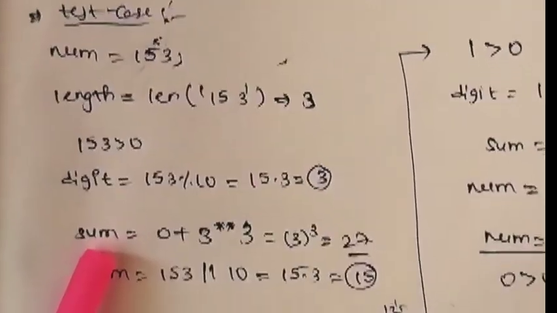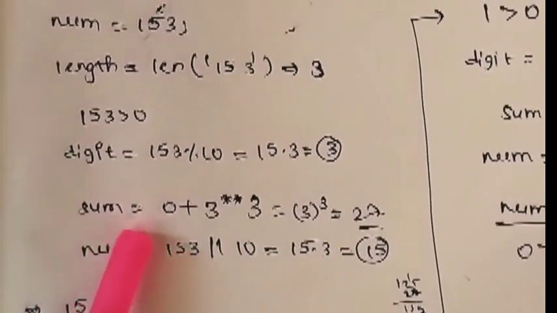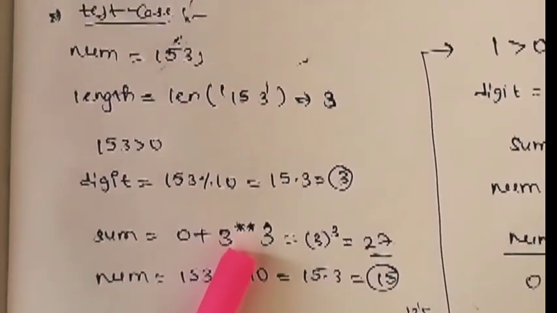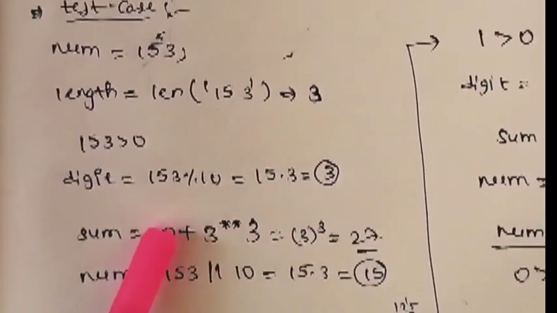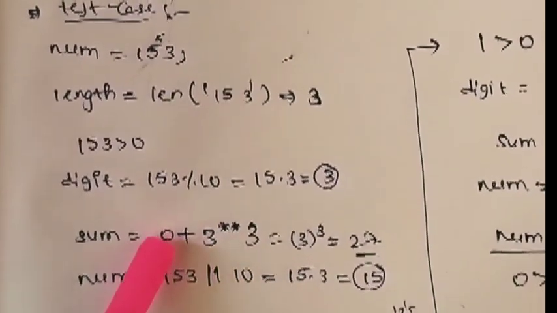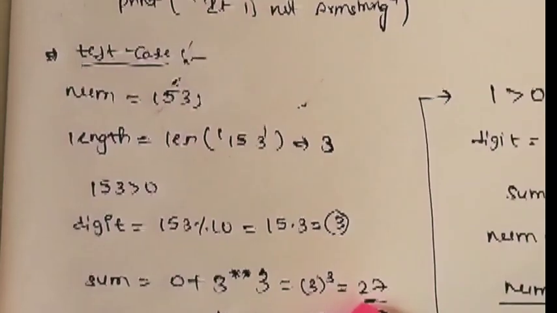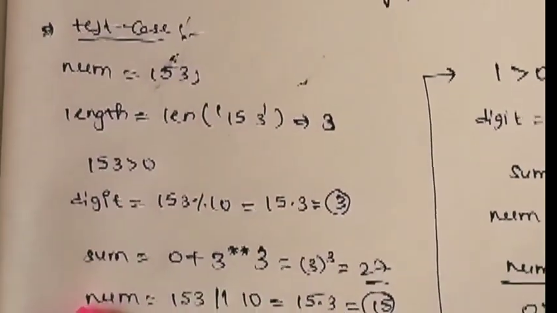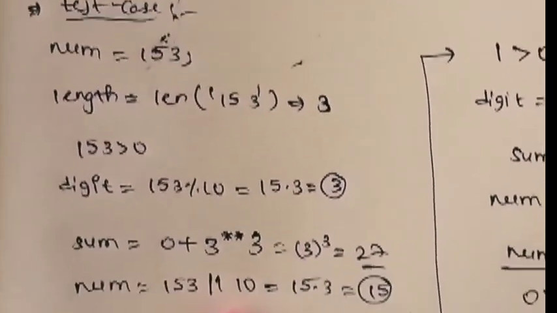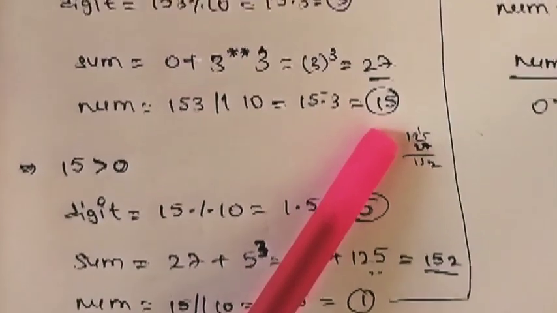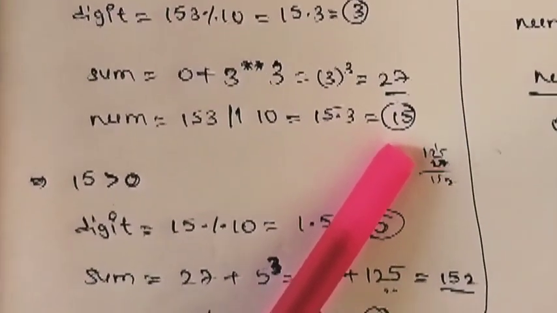And in the initialization we have given that sum is equal to 0. From this you will get sum is equal to sum plus digit power length, where sum is equal to 0, 3 power 3. It means 3 cube is nothing but 27. Here again num is equal to num floor 10, right? 153 floor 10, you will get 15.3, and floor always returns the digits before the decimal point.